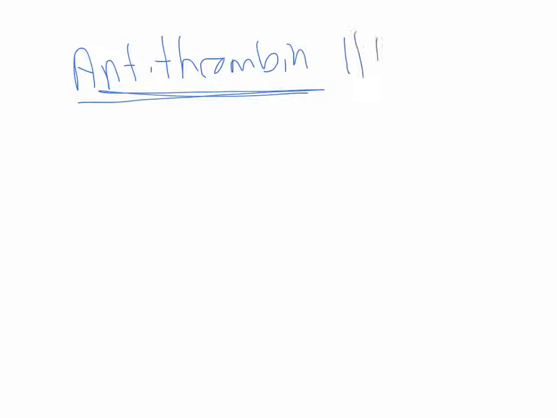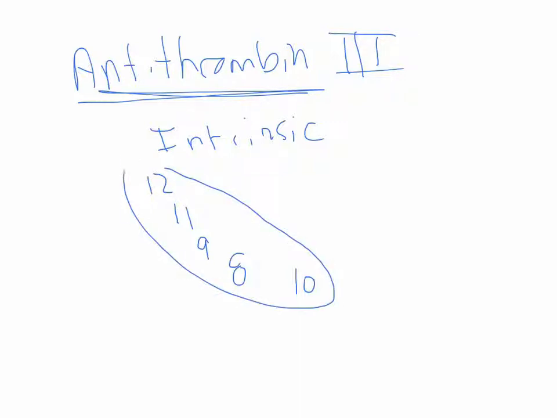For example, if you've heard of antithrombin 3, anytime somebody says antithrombin, they're almost certainly talking about antithrombin 3. And what should be known about antithrombin 3 is that it will inactivate almost every factor in the intrinsic pathway. And if you remember, 12, 11, we're skipping 10, 9, 8, and then 10. So every factor in this pathway can be inactivated by antithrombin 3, but it's usually very slow. It does it very slowly.